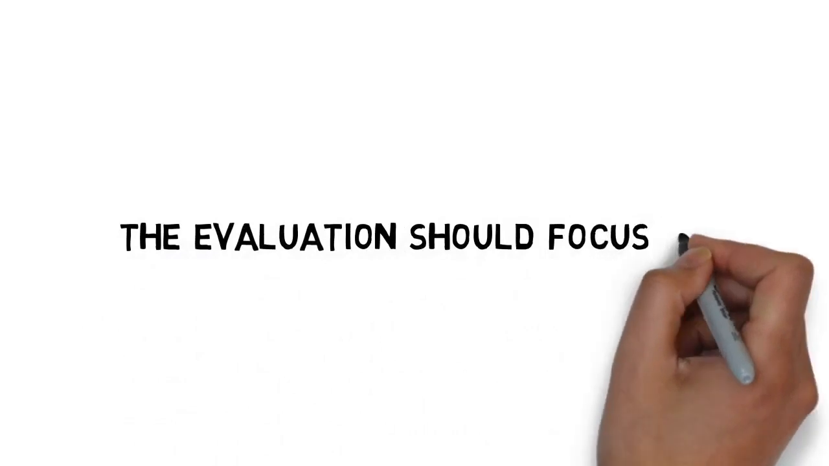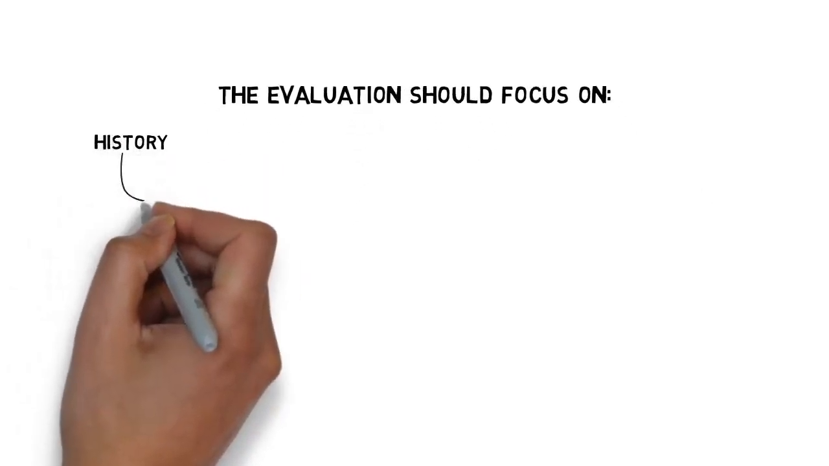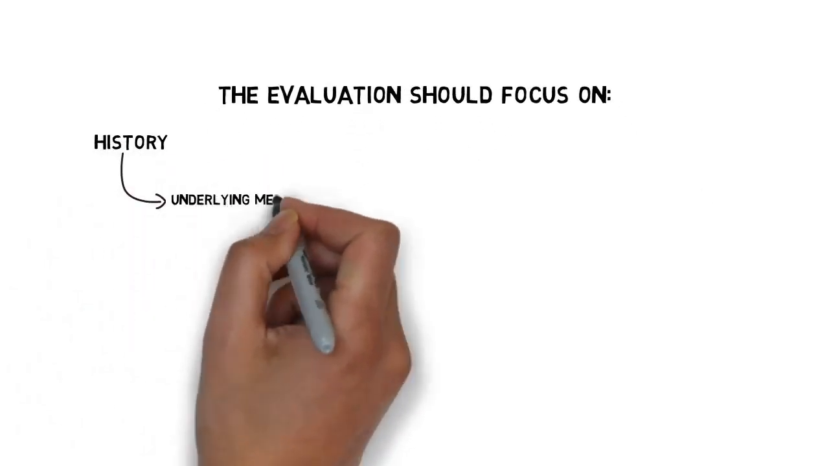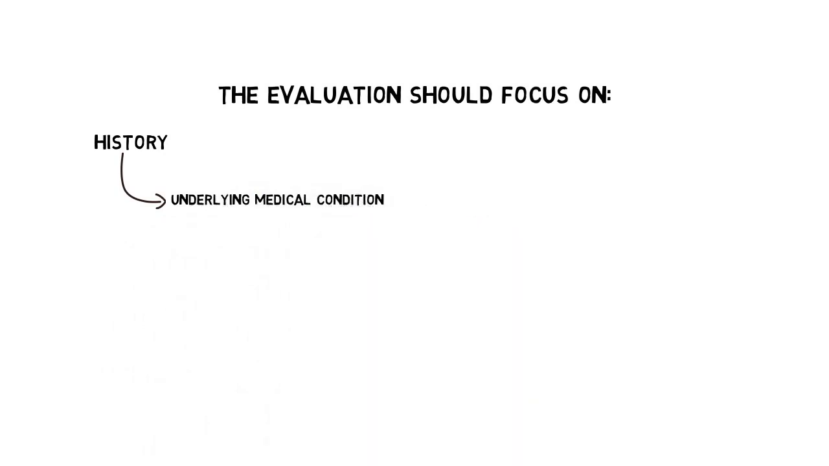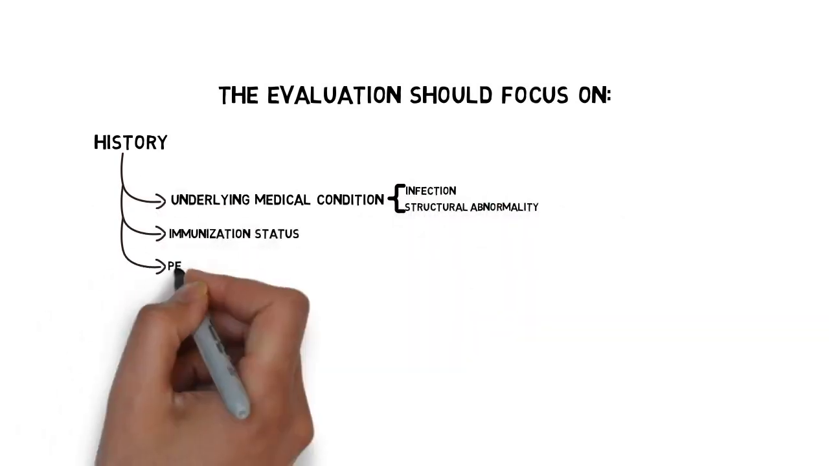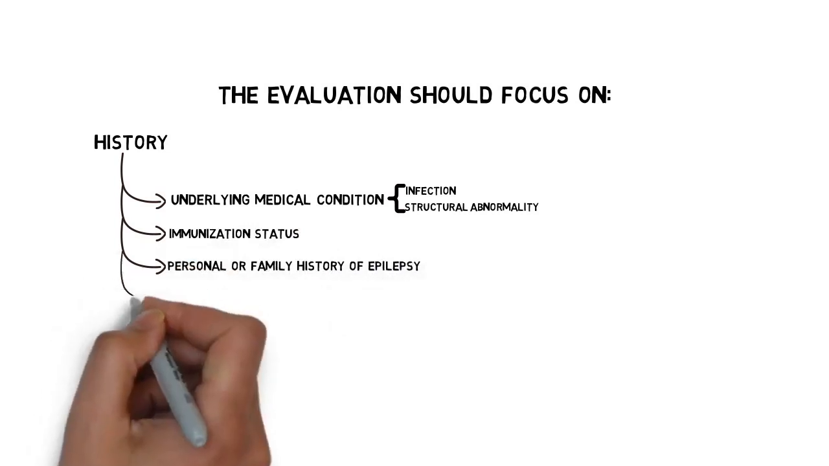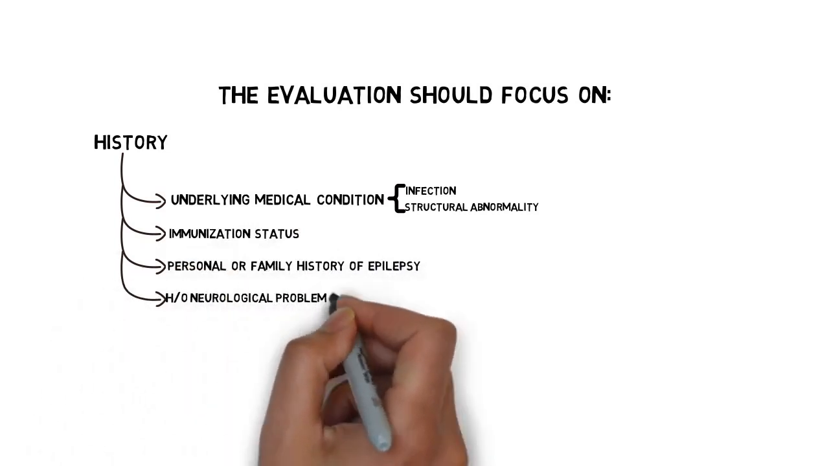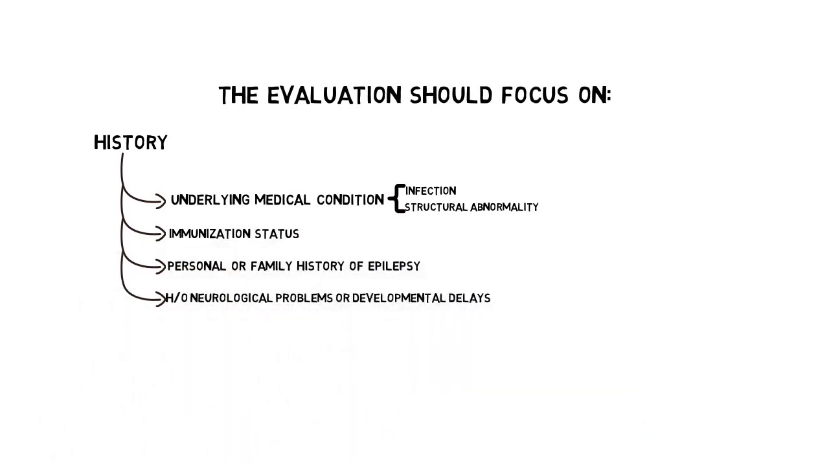Every time you have a patient with febrile seizures, you need to focus on a careful history to identify any underlying medical or neurological condition that increases the risk of a serious infection or any underlying structural abnormality. Also, you need to assess the immunization status, personal or family history of seizure, and history of neurologic problems or developmental delay, which in this case wouldn't be classified as a simple seizure.